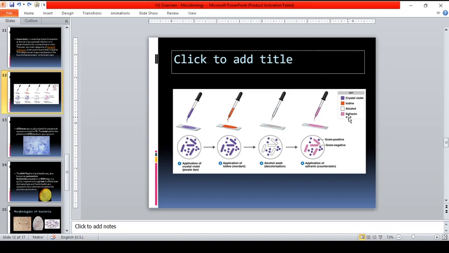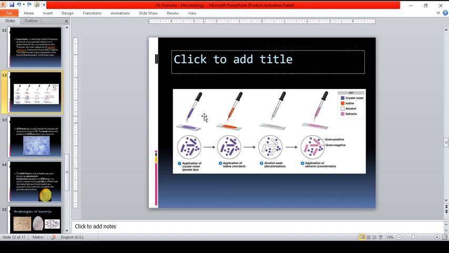So, the use of those reagents is crucial. These reagents are used to determine the Gram classification. Okay, kung Gram positive siya or Gram negative. And this is the chronological order of how you utilize the reagents. Mauuna yung crystal violet, the primary stain, the iodine, which is the mordant, the alcohol, which is the decolorizer, and the safranin, which is the counterstain.